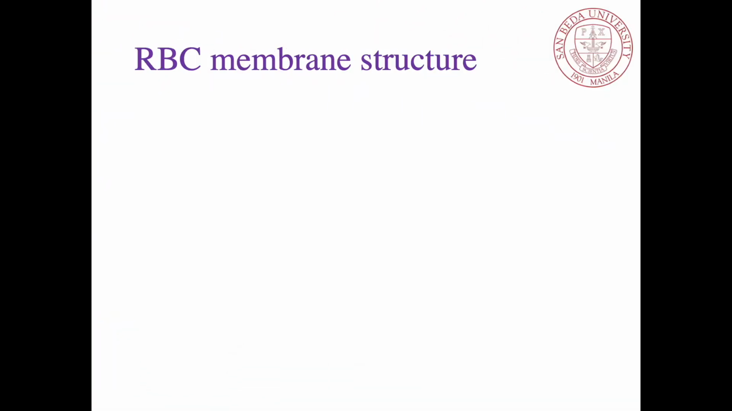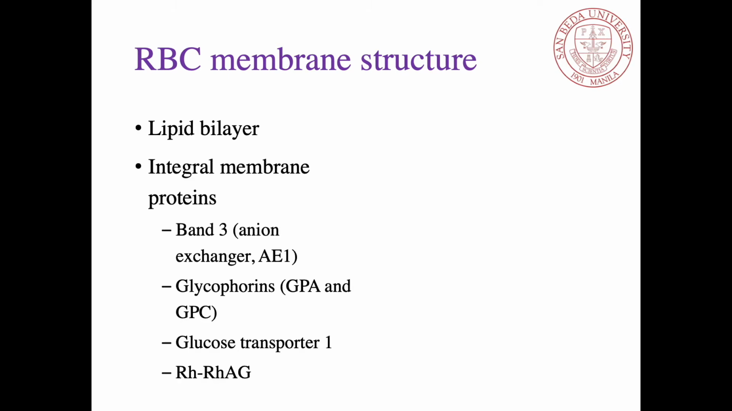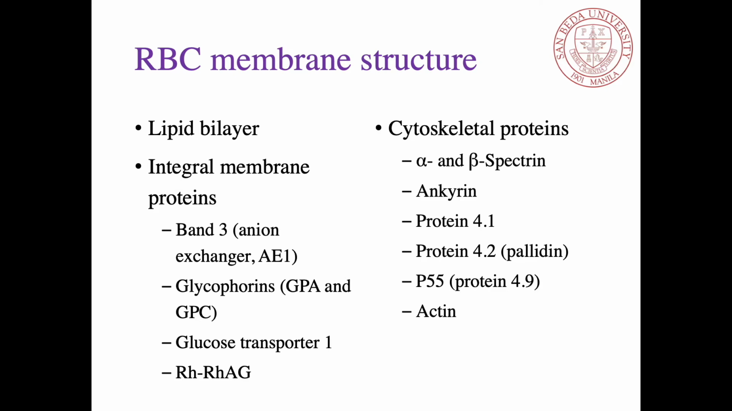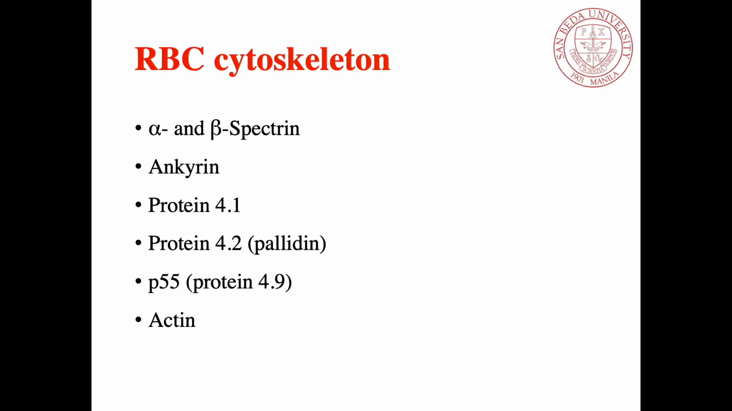Now, we can summarize the components of the RBC membrane into three groups: the lipid bilayer itself, the proteins located in this lipid bilayer, and the proteins that maintain the RBC structure. In this video, we will be concentrating on the third group. The erythrocyte integral membrane proteins will be tackled in the next video.